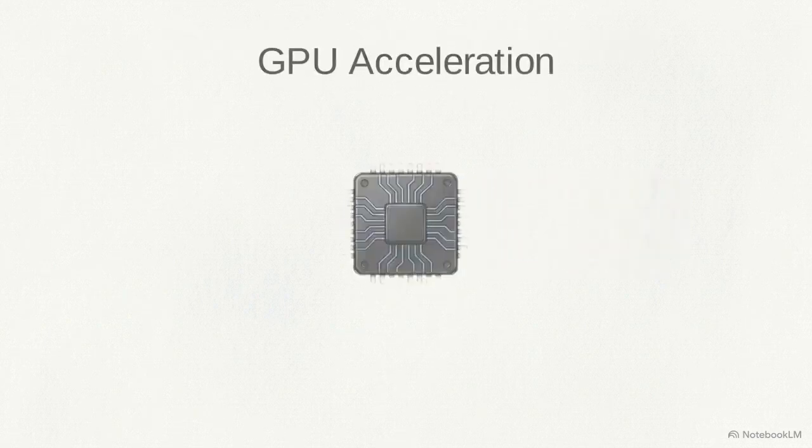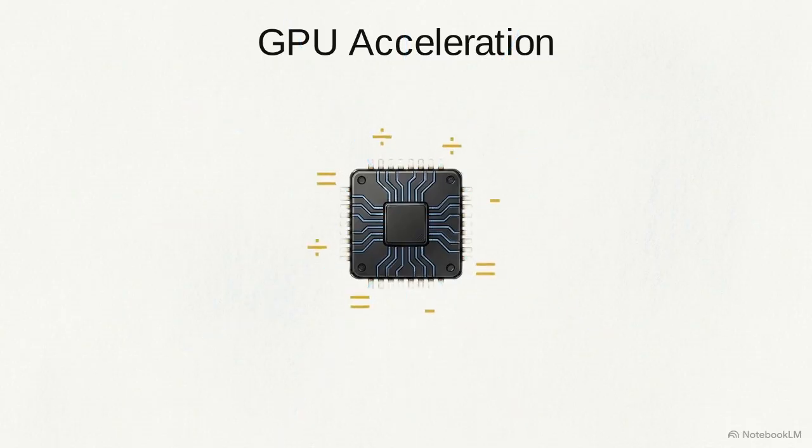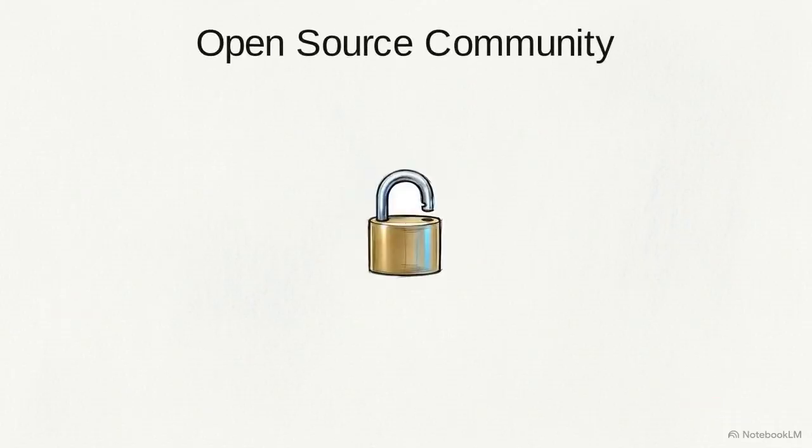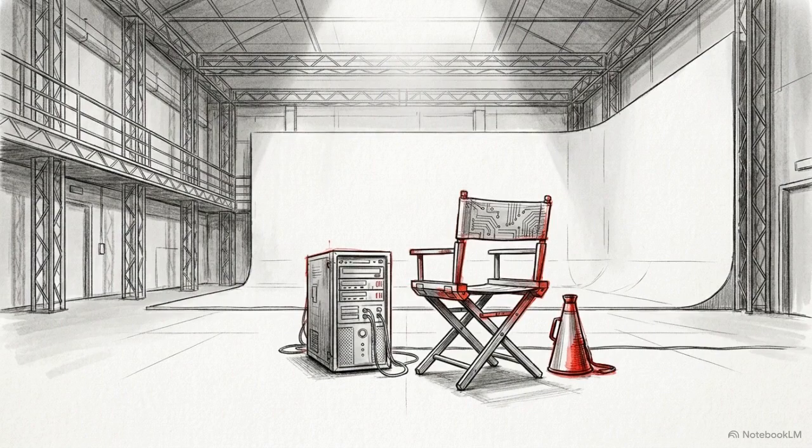A GPU is the engine that makes this possible. It's a powerful processor that solves thousands of math problems at the exact same time. And finally, open source means the tools are free for anyone to use, share, and improve. Once you understand these 4 basic tools, you're ready to step into the digital studio and start production.